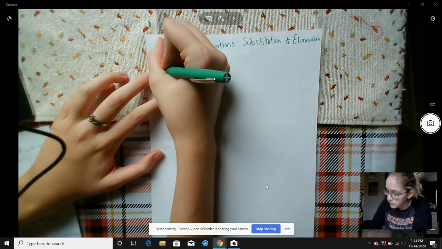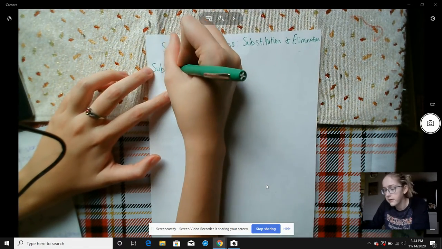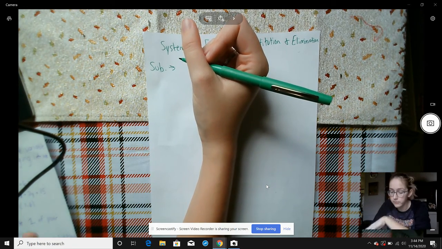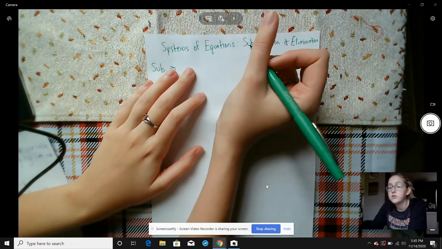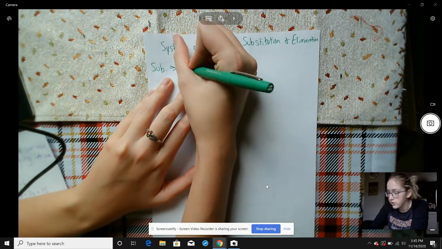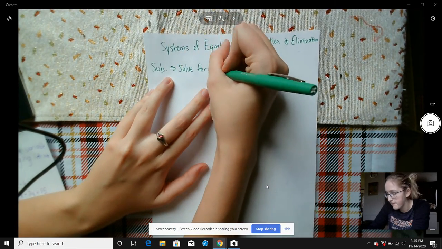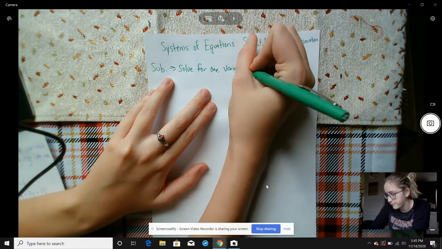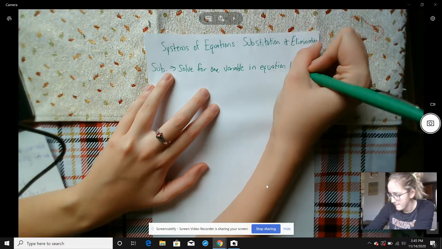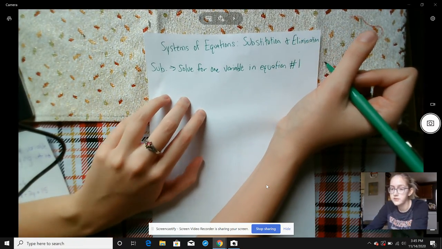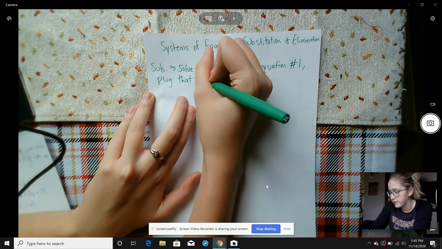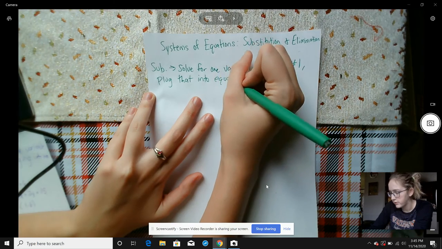So we'll start with substitution. I'm going to abbreviate it sub. Substitution sounds exactly like what you think it is. You're going to sub one variable in for another variable. In systems of equations, you're always going to be given two equations. That's what makes it a system. What you're going to do is solve for one variable in equation 1. Of the two equations, it does not matter which one is equation 1. And then you're going to plug that into equation number 2.